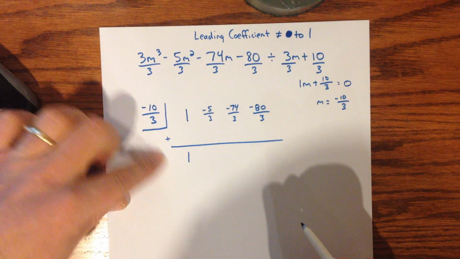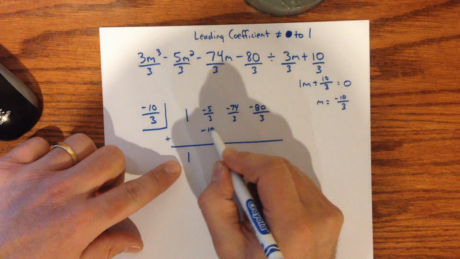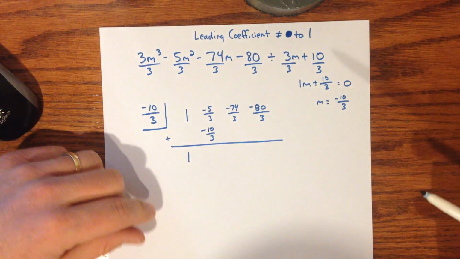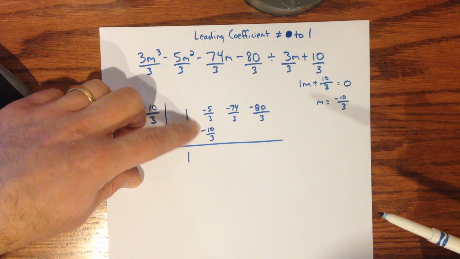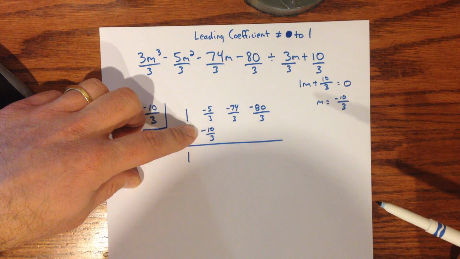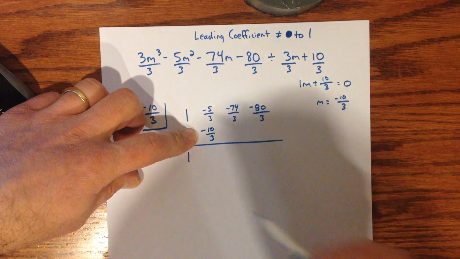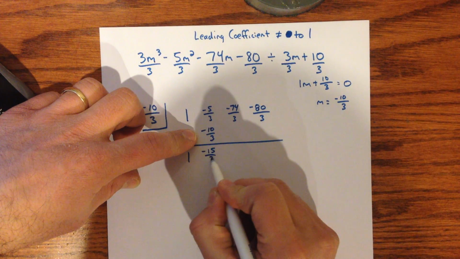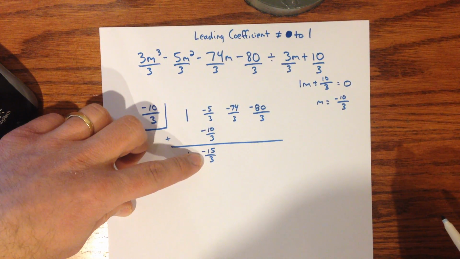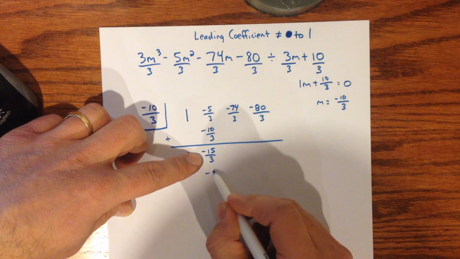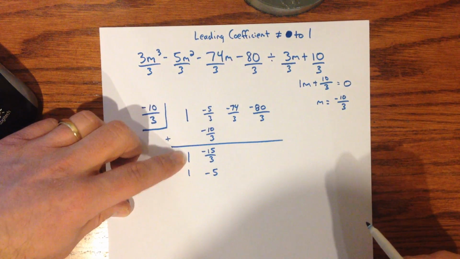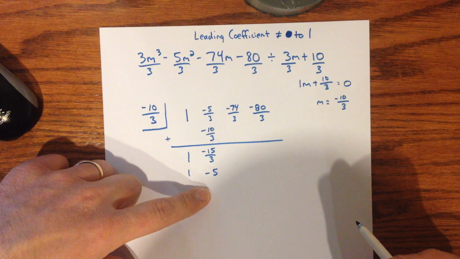Negative 10 thirds times 1 is just negative 10 thirds. It's going to be easy to add these two because they're in thirds. Negative 5 thirds and negative 10 thirds is negative 15 thirds, which is a whole number. That's negative 5. So I'm just going to rewrite my whole numbers down here right below.